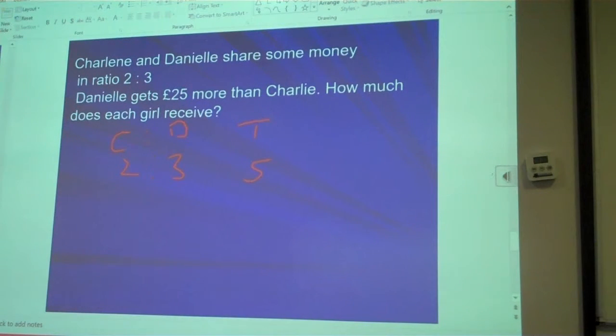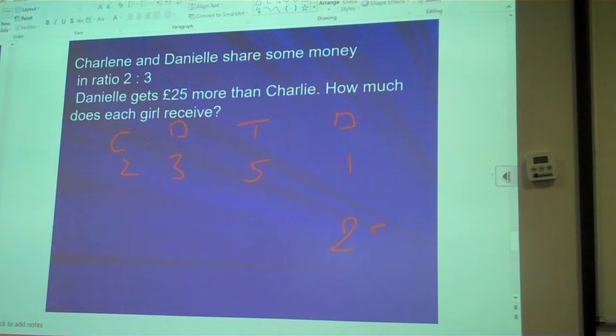Who can help Tegan out? Go on, Callum. Because Danielle's got £25 more than Charlie, wouldn't one be 25, because the difference is one? Brilliant. So you've put an extra column on the end where you've put your difference, and the difference between the two people at the moment is 1, and you want your difference to be 25. So where would you write your 25? Underneath it.